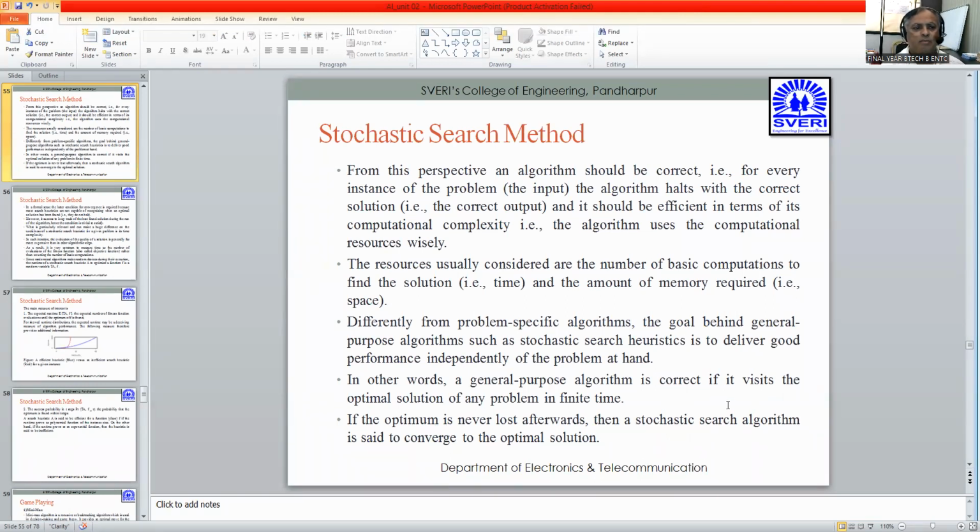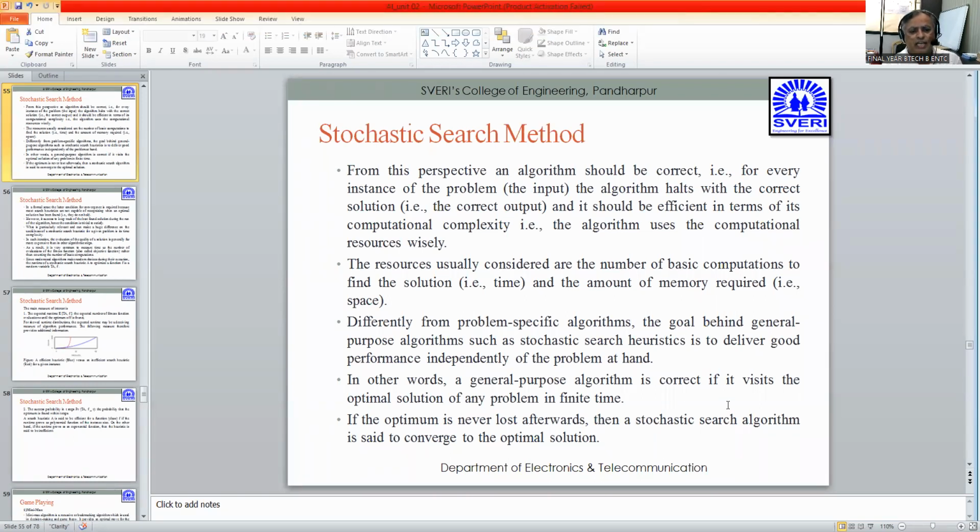How can I say that my stochastic search algorithm is going good? Obviously, a general purpose algorithm is said to be correct if it has an optimum solution of any problem, and that in finite time. Just having an optimum solution is not enough. You have to find the solution in time. And that is nothing but the perfect search method: finding the optimum solution of any problem in finite time.